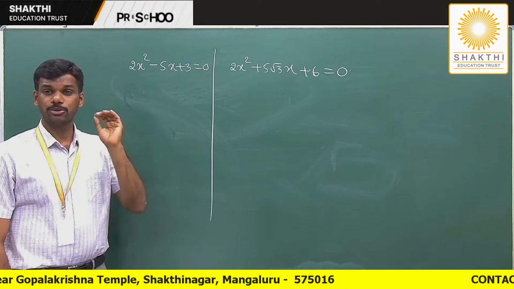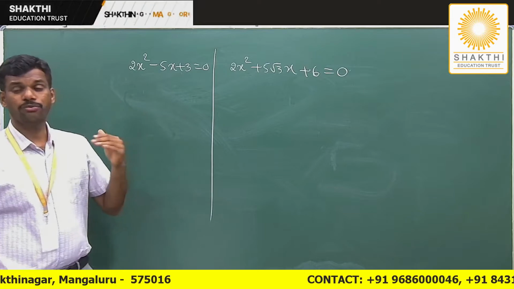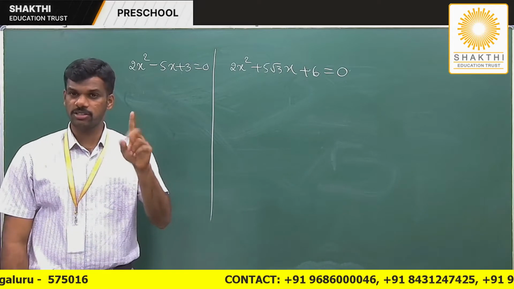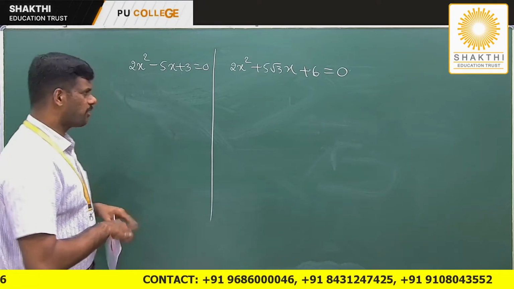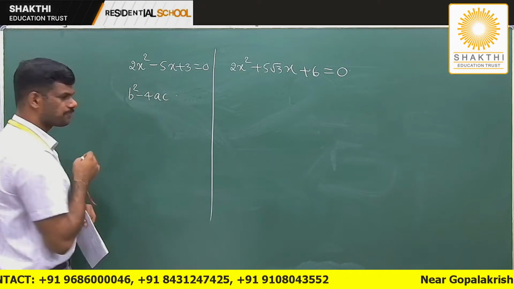How to find out the discriminant of a quadratic equation or find the nature of the roots. In both the cases, you have to find out the discriminant. Let's find out the discriminant. You all know discriminant is b square minus 4ac.